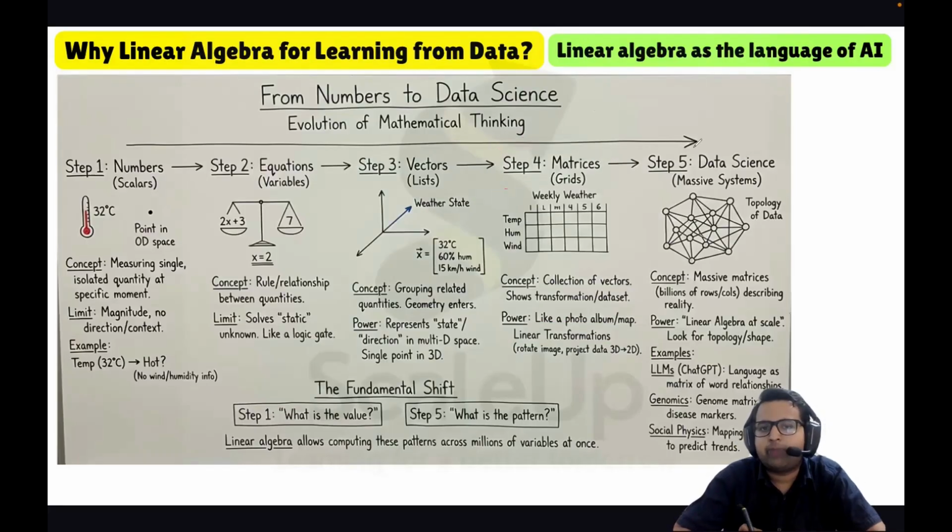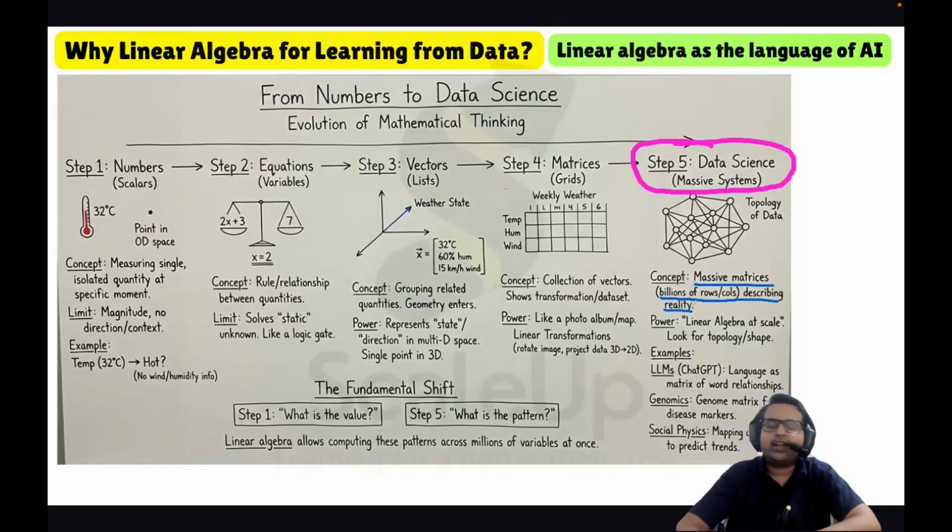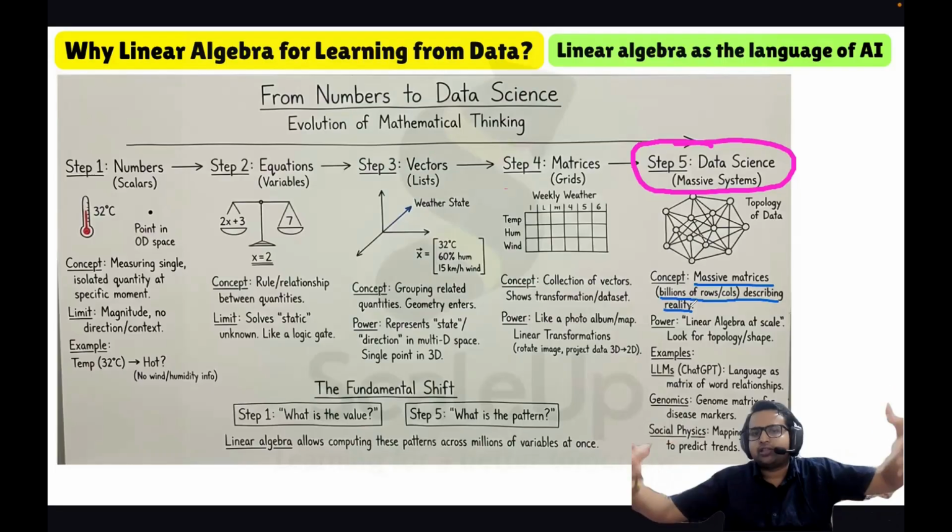Now, in this evolution of mathematical thinking, we have step 5, that is data science. Data science is the massive systems. Let us understand the concept first. We use matrices so large that they efficiently describe reality. In data science, we measure entire systems. We make use of massive matrices containing billions of rows and columns, huge data sets describing the reality.